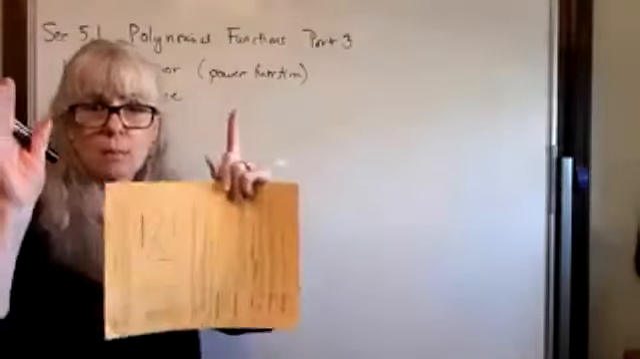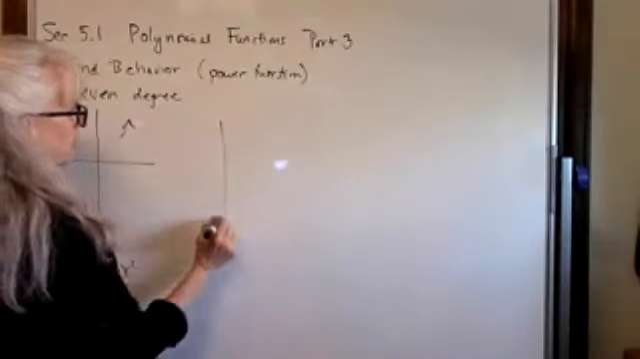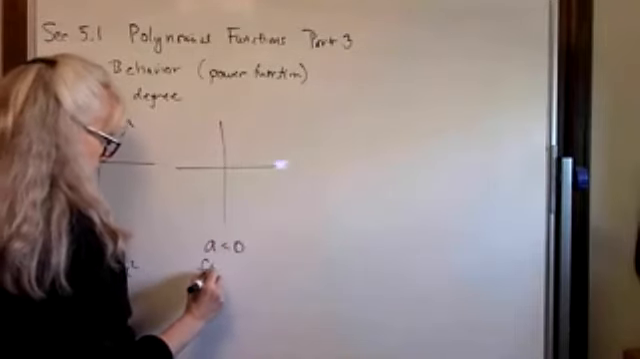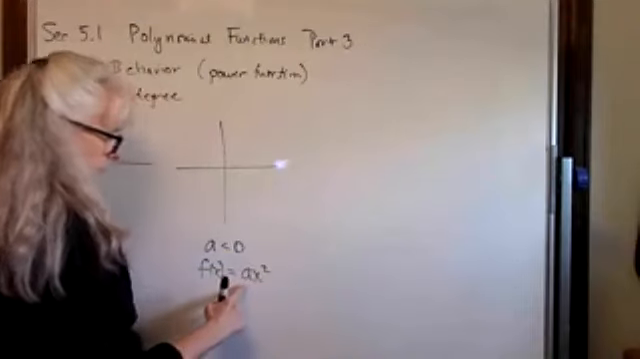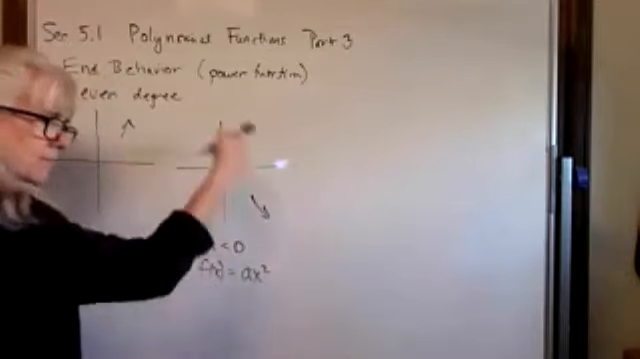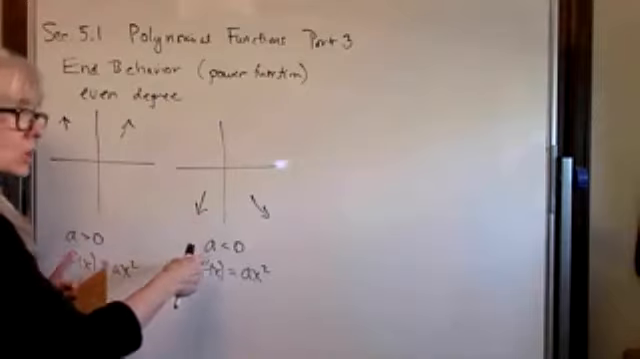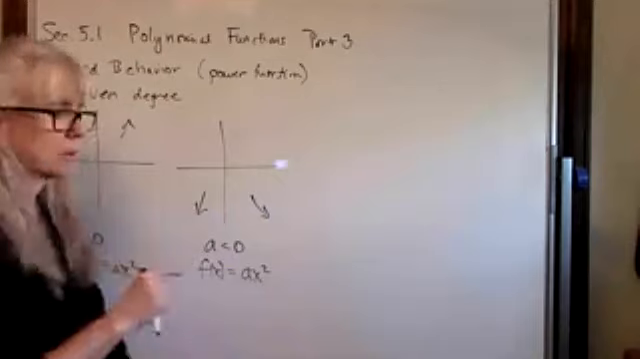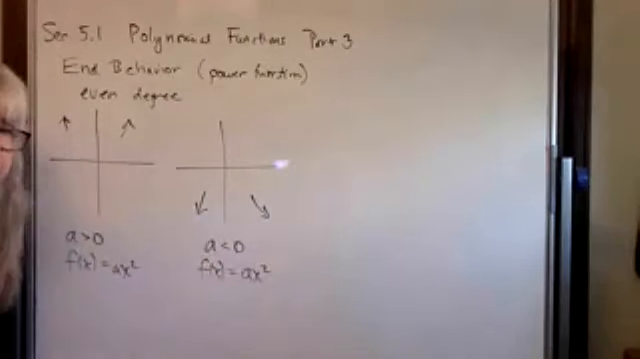Started above, ended above. Okay, well, what if we made that a negative? So if we come in and make a less than 0, so what we're talking about is f of x is equal to, again, ax squared, where a is negative. Then we know that the graph is starting below and ending below. So that did a reflection for us. So for the power functions that are even degrees, if the leading coefficient is positive, starts above, ends above. If the leading coefficient is negative, it's going to start below and end below.